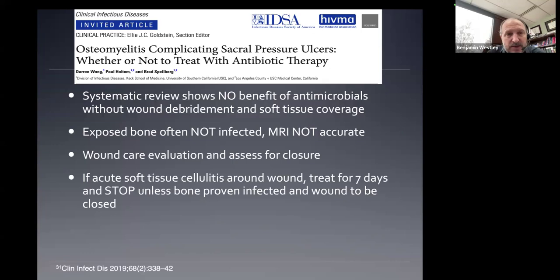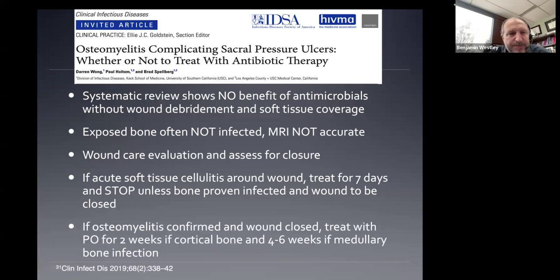If a patient has illness where there's soft tissue redness, induration, pain spreading around an infected looking ulcer, they have a soft tissue infection, and this paper recommends that treatment for 7 days should be given and then stopped. And it should be stopped unless a bone infection is proven and the wound is to be prepared for closure. Simply giving antibiotics for bone infection under a sacral decubitus wound is not beneficial or curative and is not recommended.